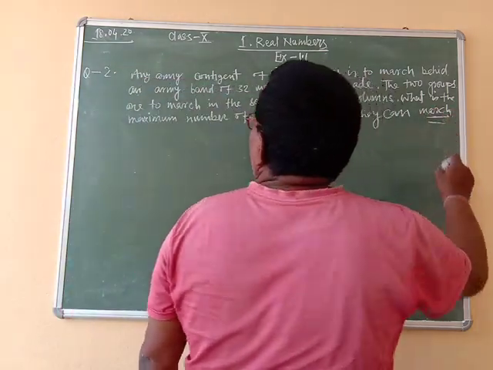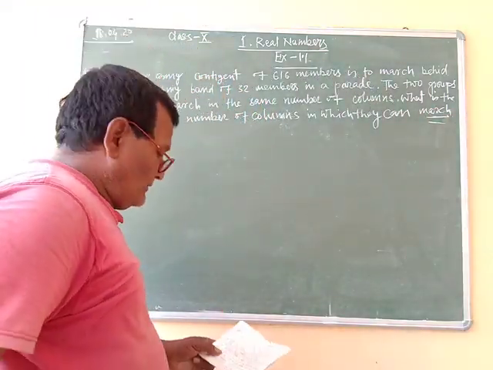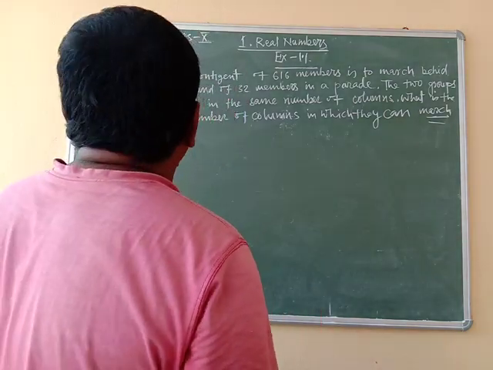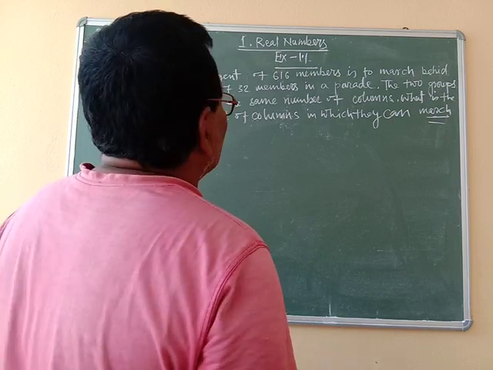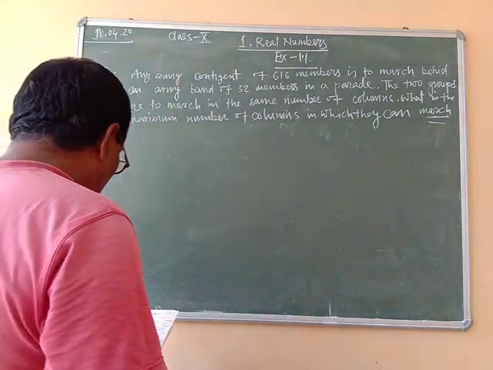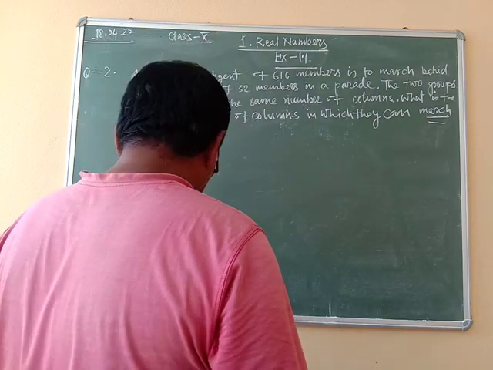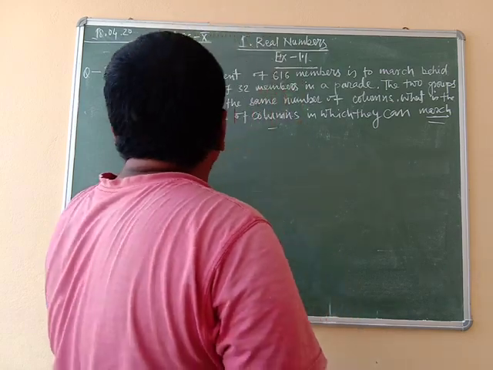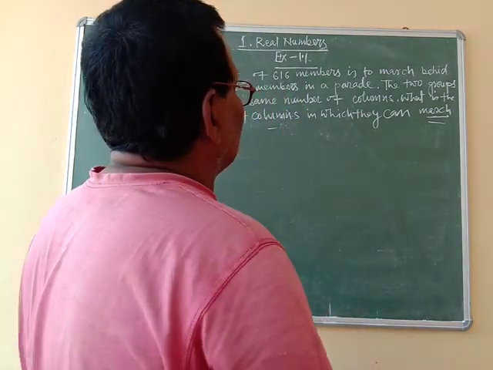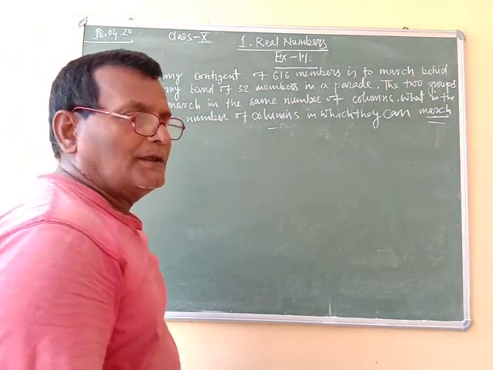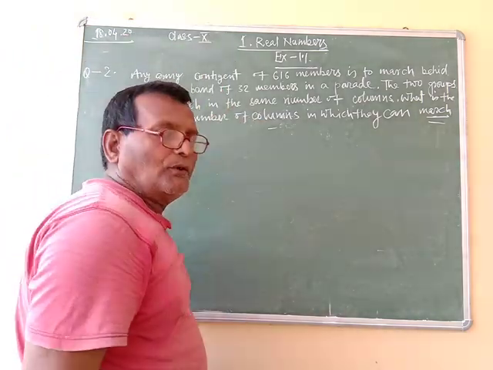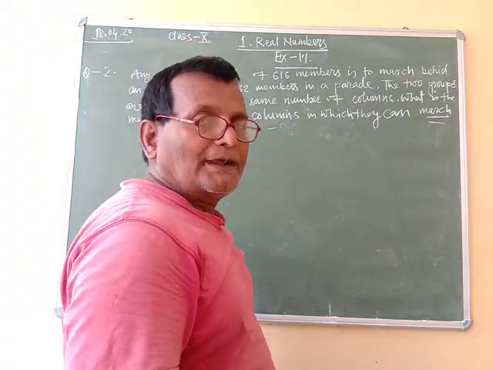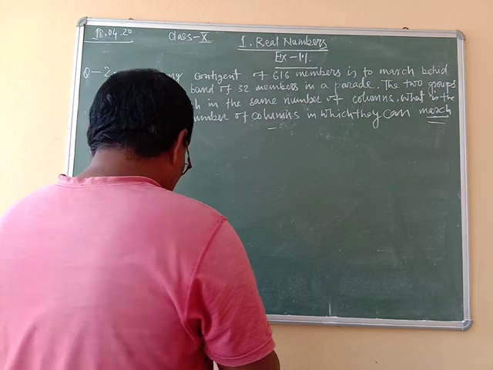To solve this problem, the HCF of 616 and 32 gives the maximum number of columns in which the two groups can merge. We have to find the maximum number of columns in which they can merge. So at first we find the HCF of 616 and 32 by using Euclid's division lemma.